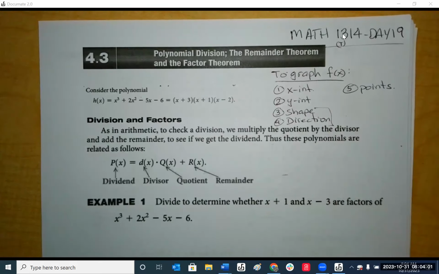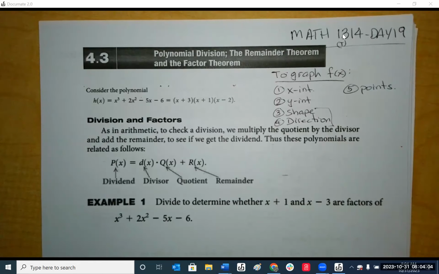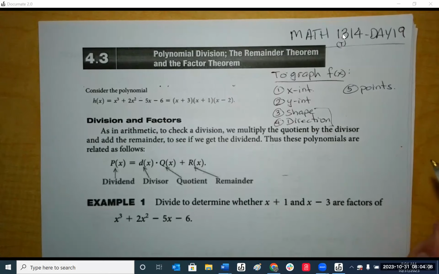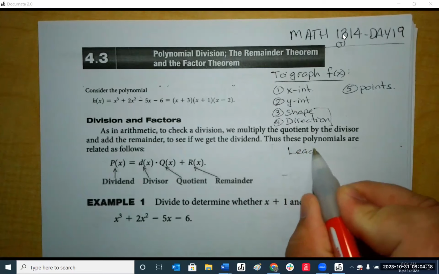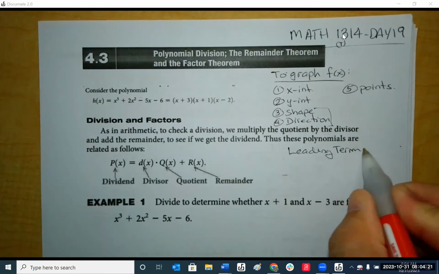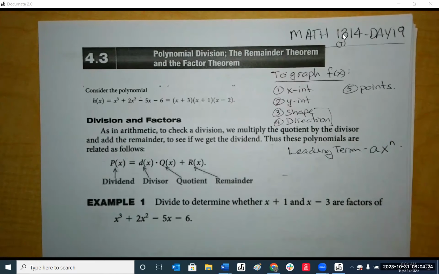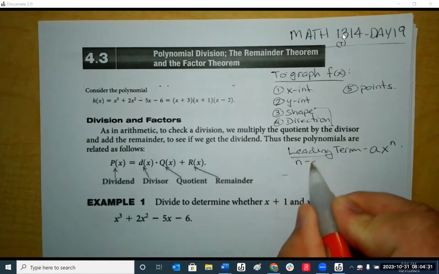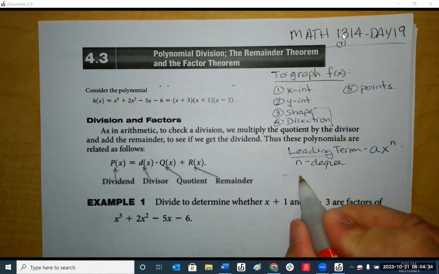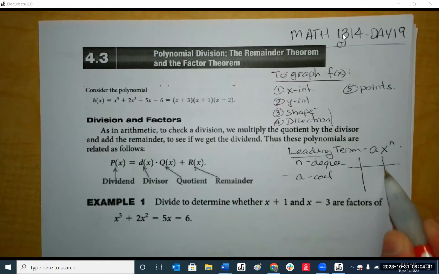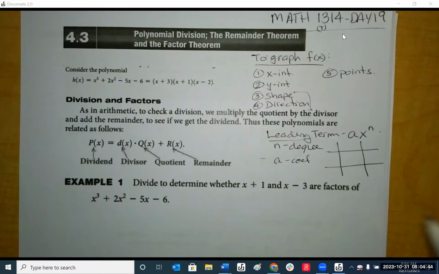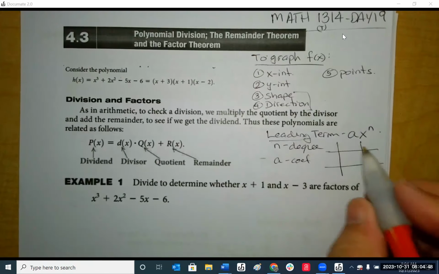The shape and the direction, what tells us the shape and direction of a function? The leading term tells us both. That's a x to the n, where n is the degree and a is the leading coefficient. And last time we had the leading coefficient test, which said this.